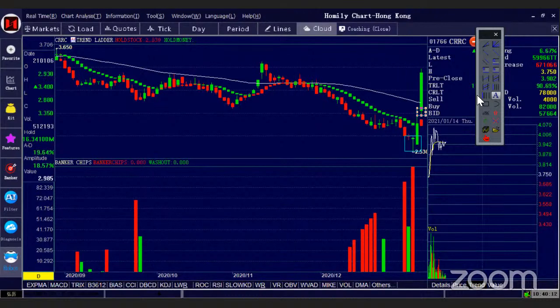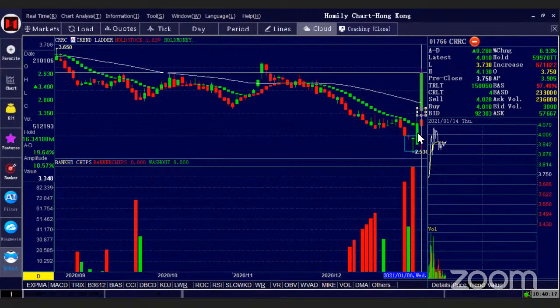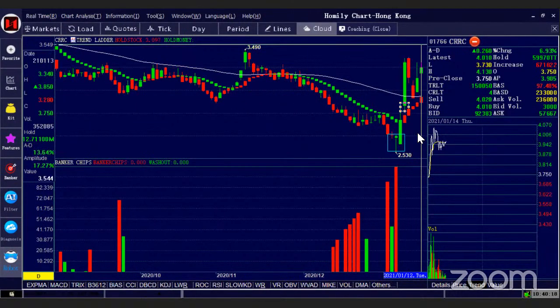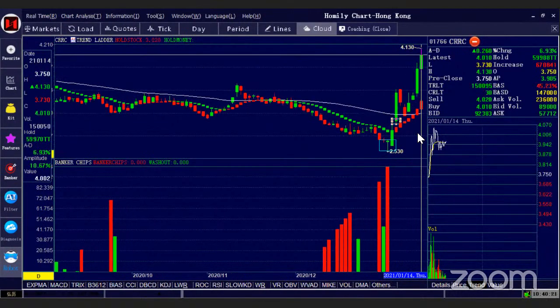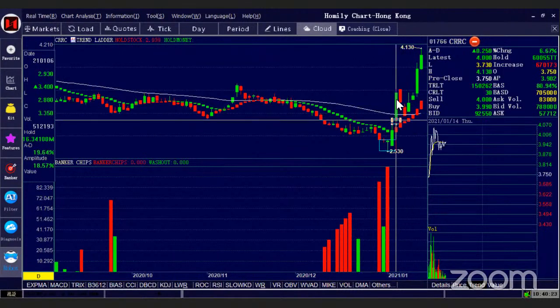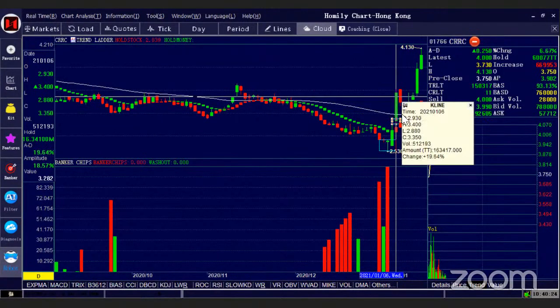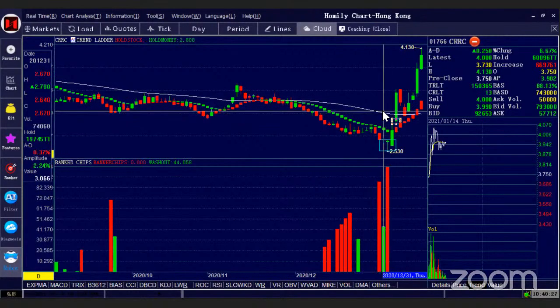This is how banker chips can help us catch the bottom. And you see after that, until now, right? Yes, the price after this forceful one-day rally dropped for 2 days, but got support at the mainline trend ladder, and went up again until now.